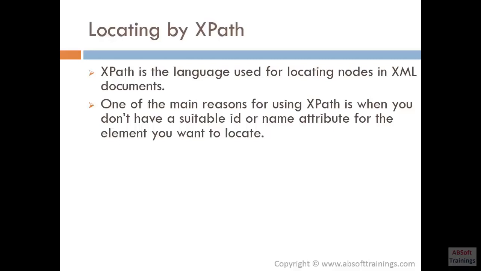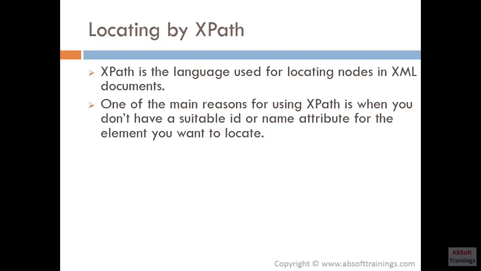XPath is the language used for locating nodes in XML documents. HTML is derived from XML families, so you can use XPath for HTML documents as well. One of the main reasons why we go for XPath is when you can't find a suitable ID or name attribute for an element, then you should go for XPath.